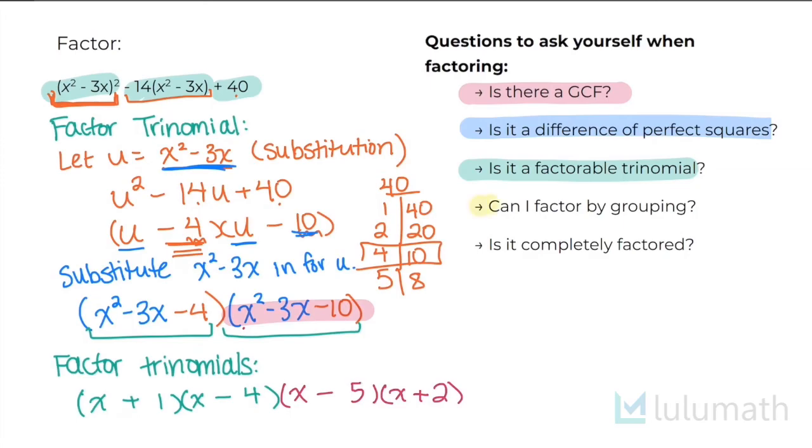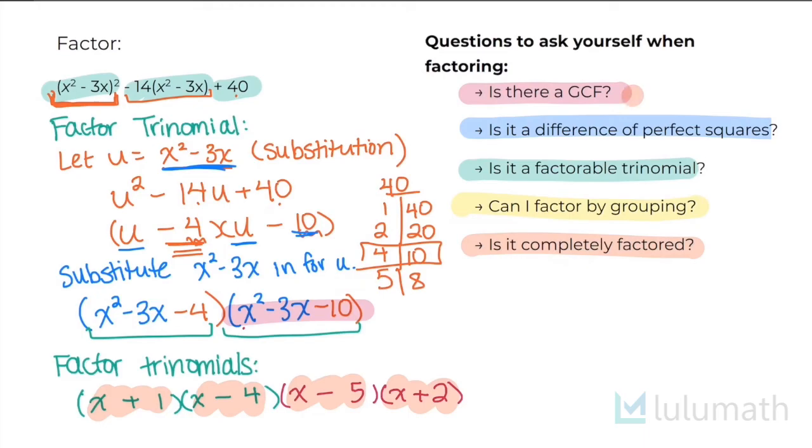Now I'm going to see, can I factor by grouping? So looking at each one of my factors here, each factor has two terms. Each factor is a binomial, which means that I cannot factor by grouping. So that answer is a no. Lastly, I want to know, is it completely factored? So for each one of my factors, I'm just going to go down my list really quickly, and if everything is good to go, then we're done.